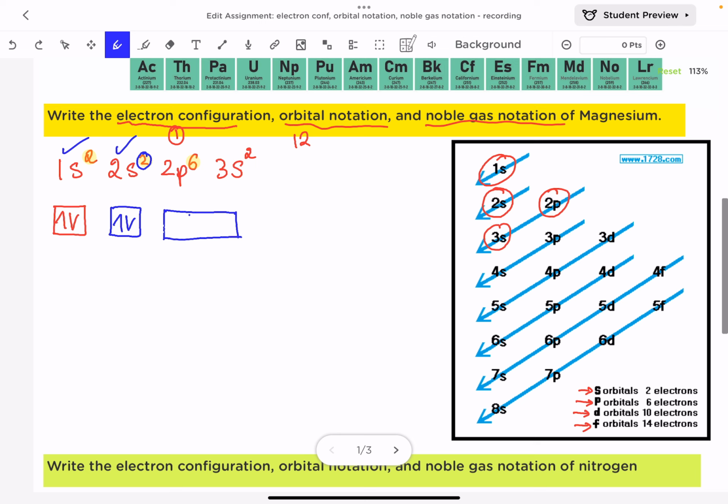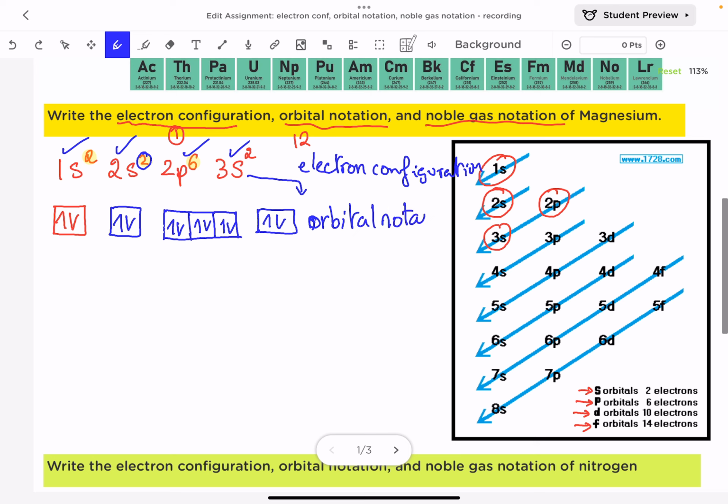So when you draw it, you put 3 boxes. And in each box, there are 2 electrons because the p has a total of 6 electrons in this configuration. And then the 3s2, that's how I'm going to draw it. And this is 3s2. So first is the electron configuration. And the second example given, we call it orbital diagram or orbital notation.